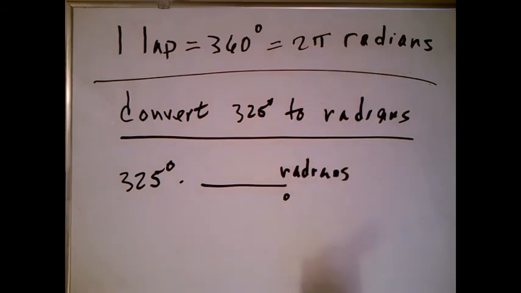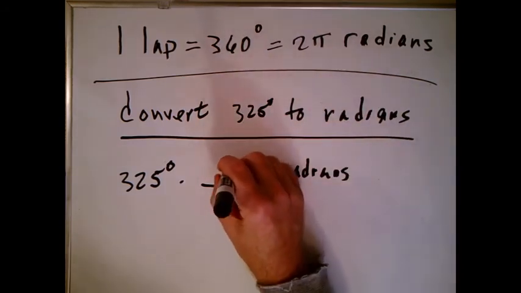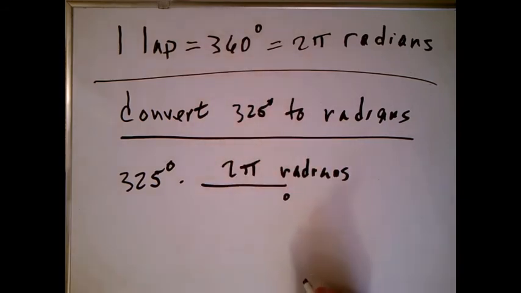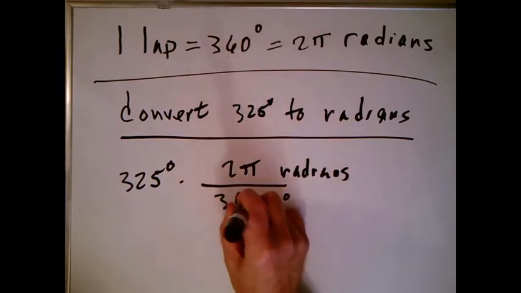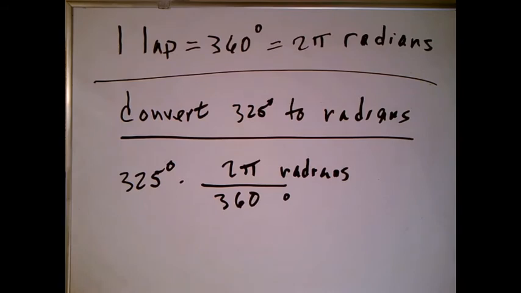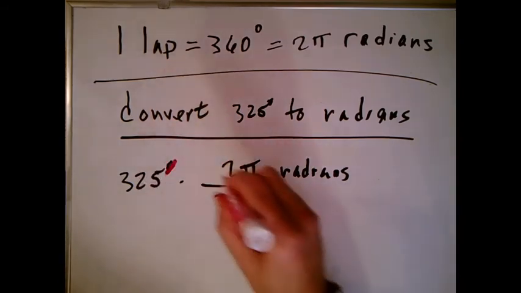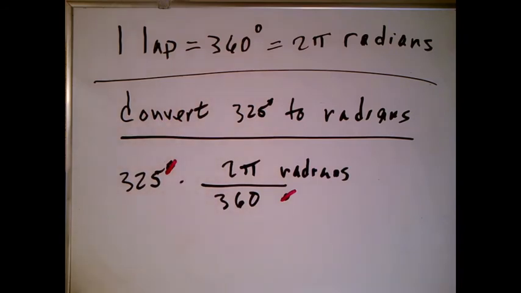Now what do I know? I know that 2 pi radians is 360 degrees. So 2 pi can go up here like this. 360 can go down here like this, right? You're going to notice that the degrees cancel. Yay for canceling degrees.